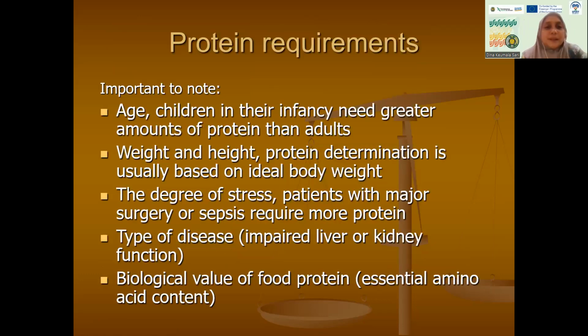For protein requirement, it is important to note that children in their infancy need greater amounts of protein than adults. Weight and height: protein determination is usually based on ideal body weight. The degree of stress: patients with major surgery and sepsis require more protein. Also the type of disease, impaired liver or kidney function, and the biological value of food protein, especially essential amino acid content.